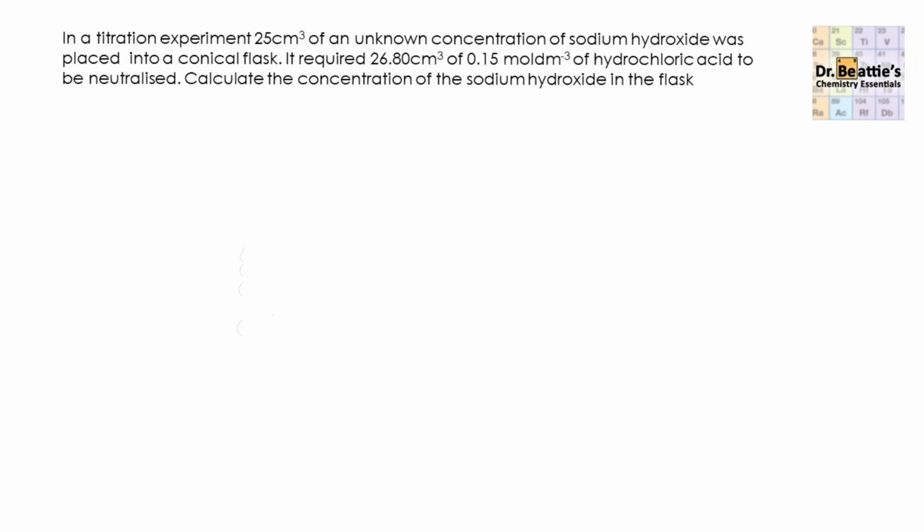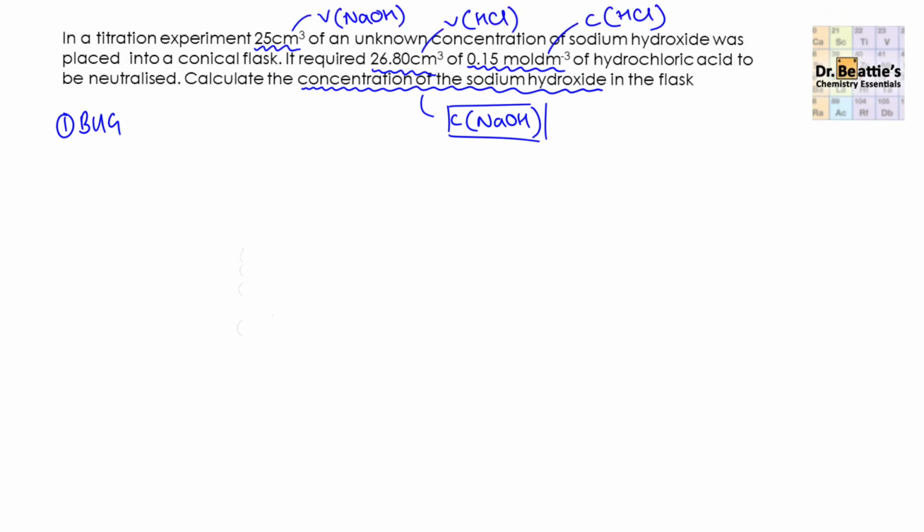Okay, so first of all, we need to box the value we're trying to calculate and underline any given values. So we can see here we're trying to work out the concentration of sodium hydroxide, so that's the B of our BUG. We're boxing the thing we're trying to work out. And then our underlined values, the UG of our BUG acronym, are as follows.